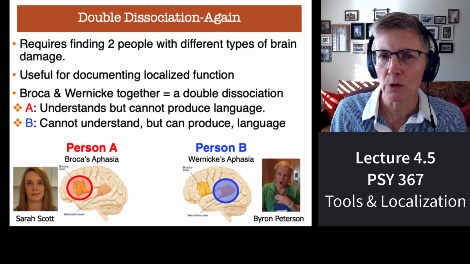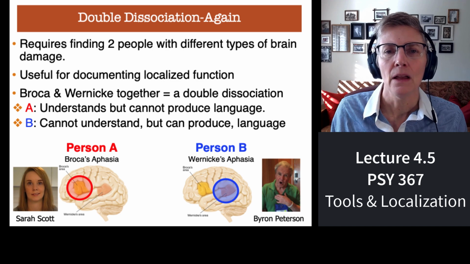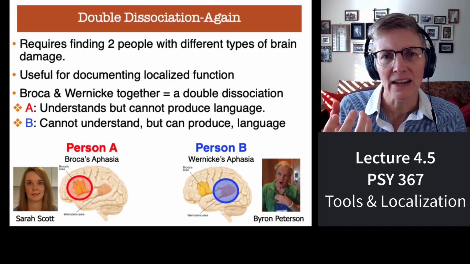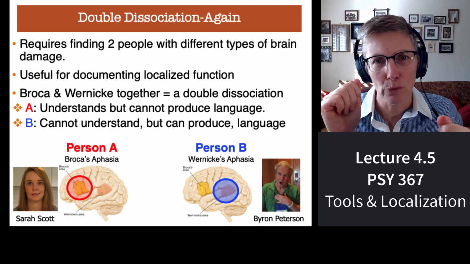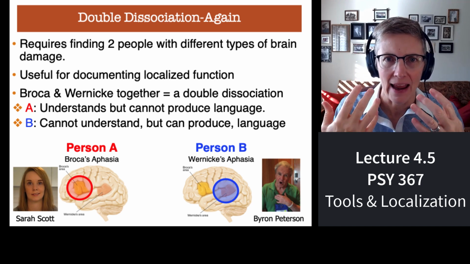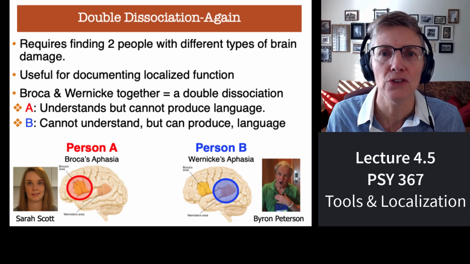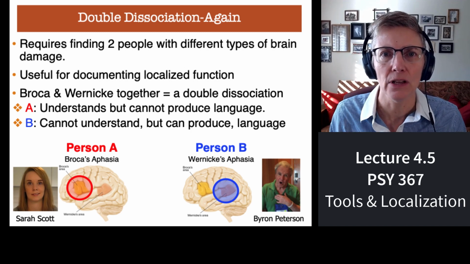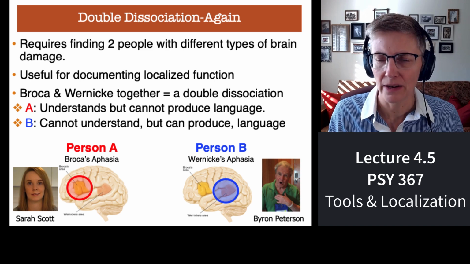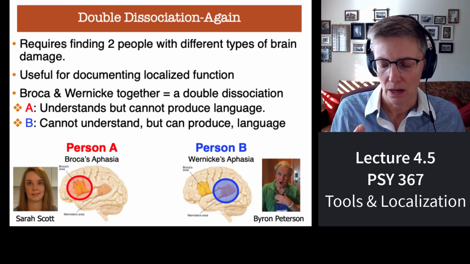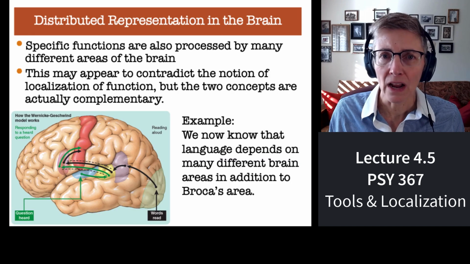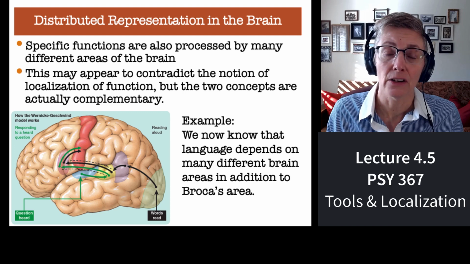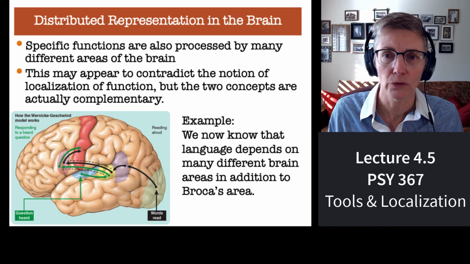You'll remember back we talked about double dissociation. Can you find a patient that can do A but not B, and another patient who can do B but not A? And we've seen that with language, right, with Broca's and Wernicke's aphasia. And we've watched videos of both Sarah Scott and Byron Peterson communicating. So we're pretty confident that Broca's area and Wernicke's area are two different areas that are involved with two different processes.